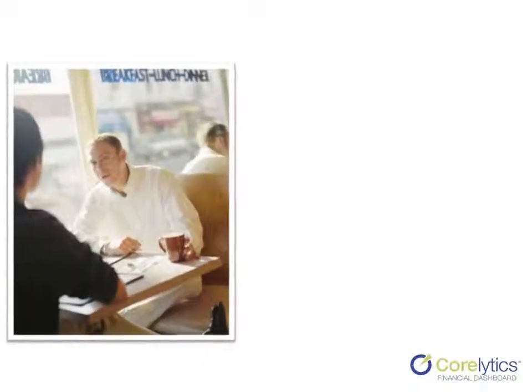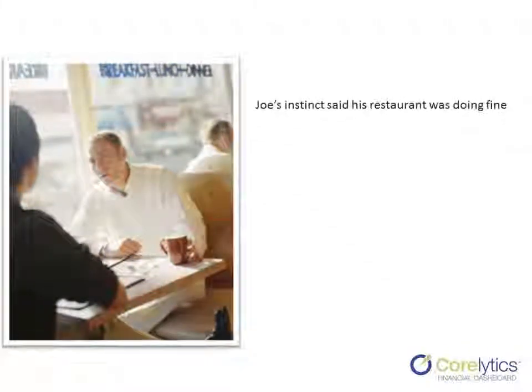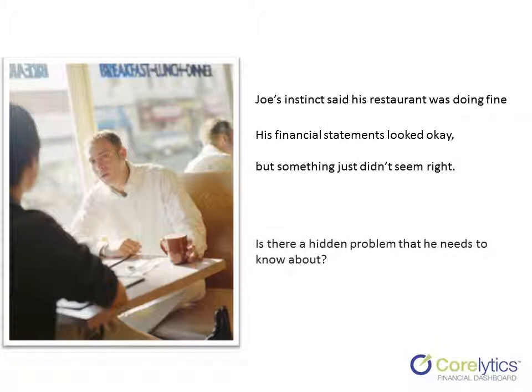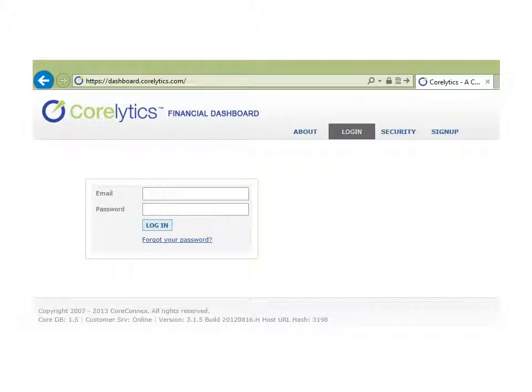So let's take a look at Joe's restaurant business. Joe has a lot of really good things going on financially, but something's concerning Joe. Something with his expenses aren't quite right. So let's take a look at the dashboard from Joe's perspective. The first thing that you or Joe would do is log in to the dashboard website using a secured login.